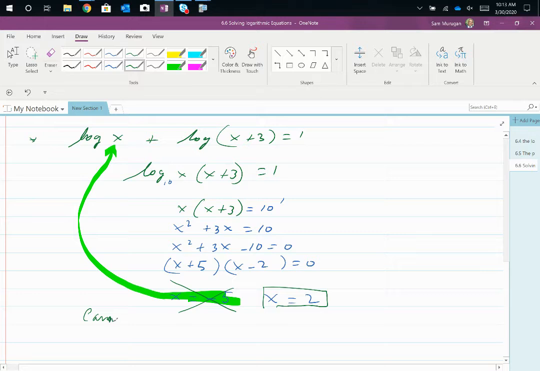Cannot take the logarithm of a negative number.